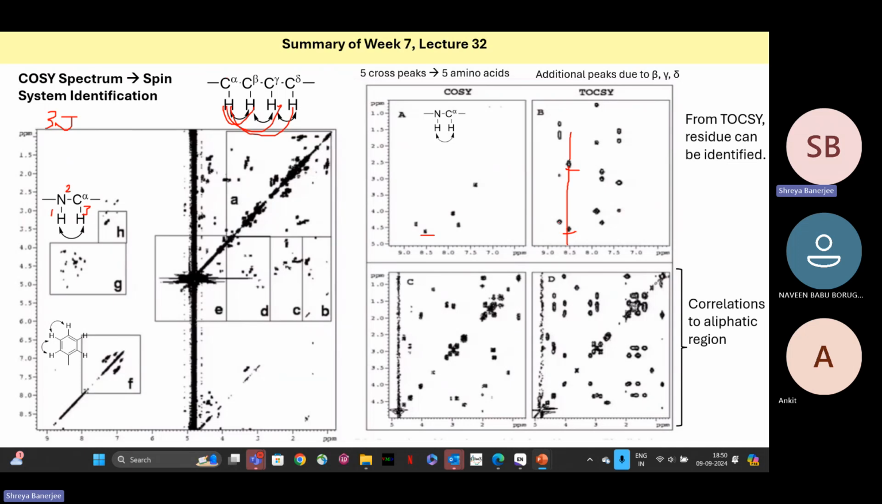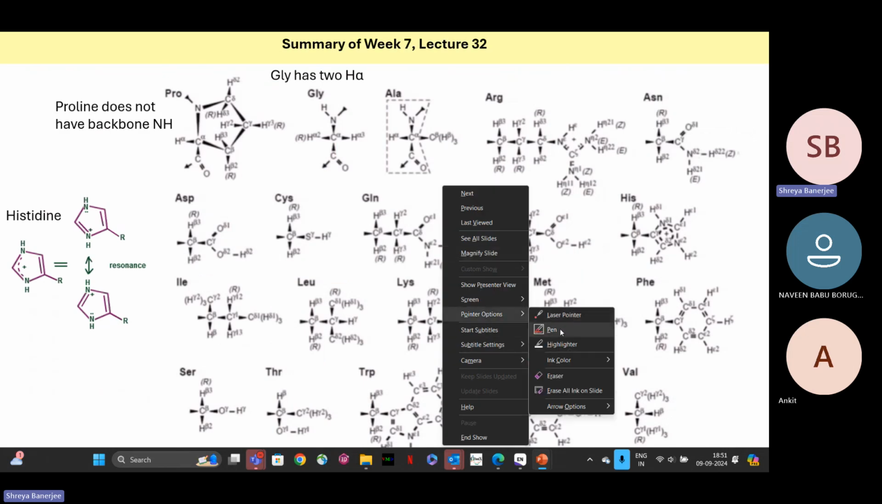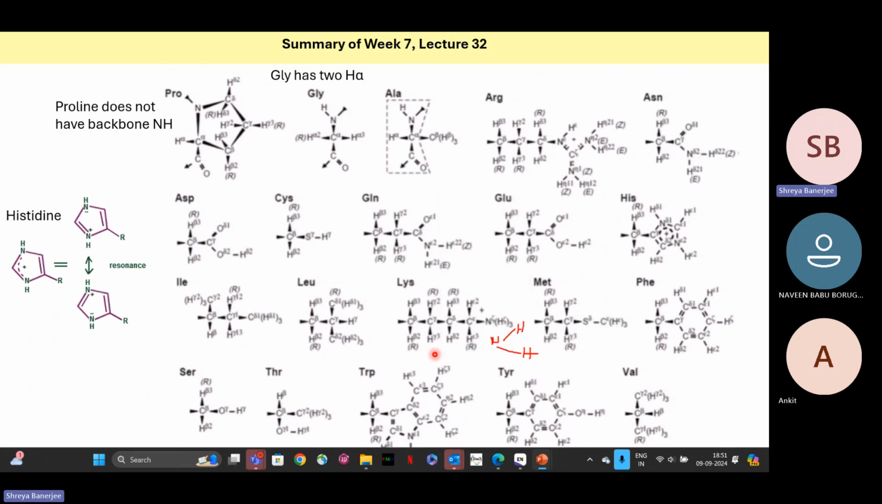So if we look at this vertical line here, this peak is the same as we saw here. So this is your NH C alpha peak. Then you can have beta, gamma, delta. So this amino acid has up to delta carbon. Up to delta carbon means which amino acid can it be? We look for an amino acid where you can see up to delta correlations.